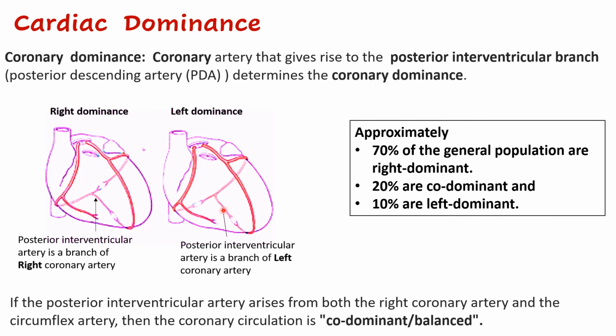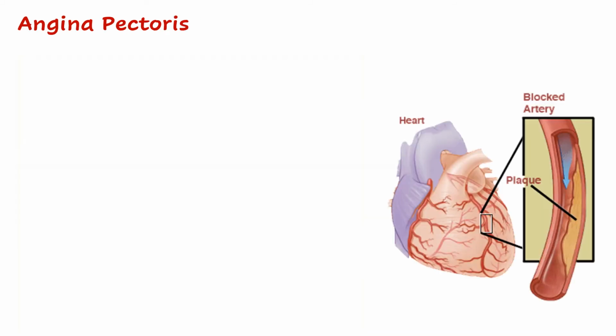That means the whole of the left ventricle and the whole of the interventricular septum will be supplied by the left coronary artery. And if there is a block here in the circumflex artery or in the left coronary artery, that can turn out to be fatal, because the blood supply to the whole of the left ventricle and interventricular septum will be affected. So this is the clinical significance of cardiac dominance.